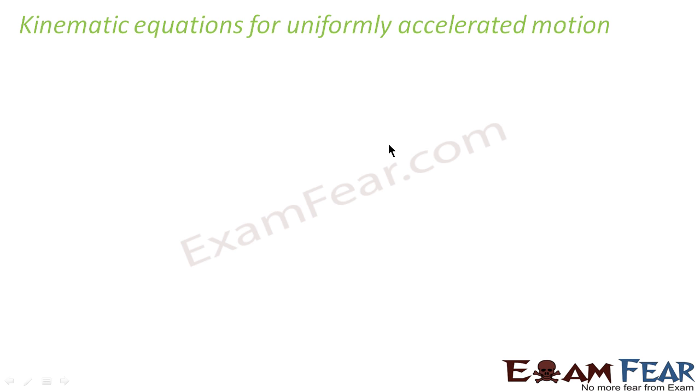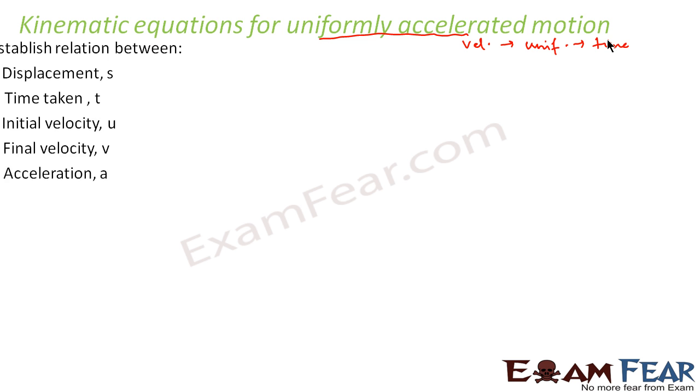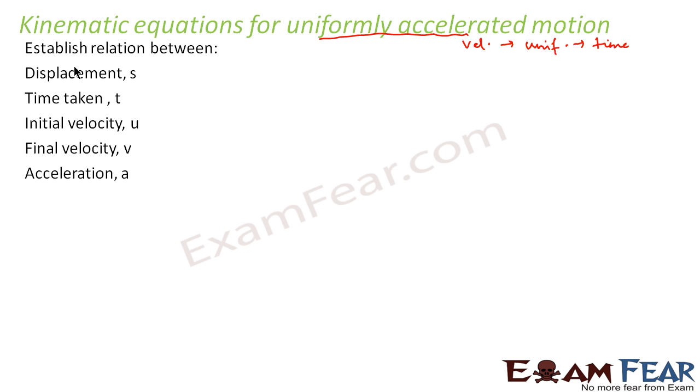What is uniformly accelerated motion? A motion where the velocity changes uniformly with time. Now, these equations basically establish relation between the following quantities like displacement, time taken, initial velocity, final velocity, and acceleration.